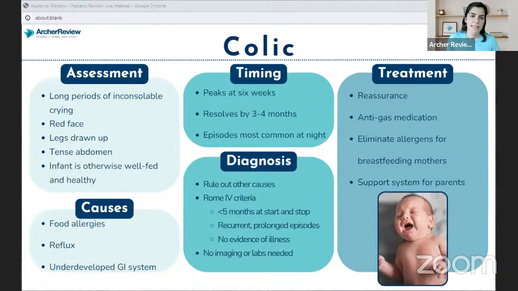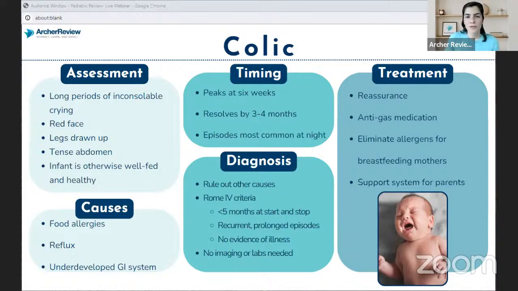Oftentimes in the clinic, you'll see this baby really angry, red face, legs drawn up to their abdomen, tense abdomen. The cause can range anywhere from food allergies to reflux to just an underdeveloped GI system that you just have to wait out till they're a little older.